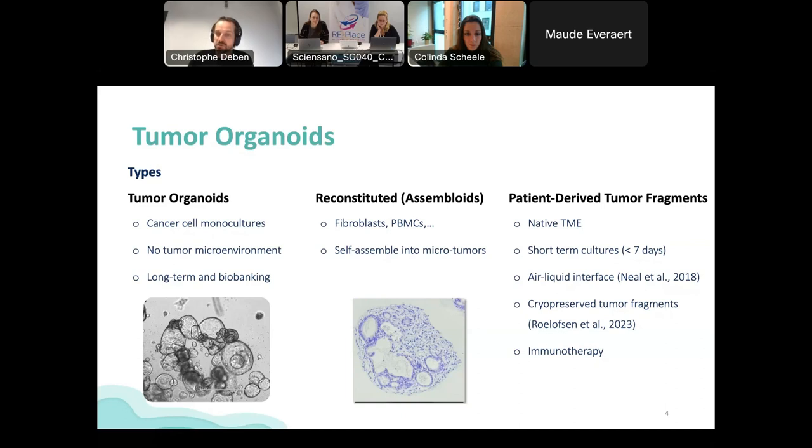It has already also been shown that they can predict the response to, for example, immune checkpoint inhibitors. So our work and also the talk of today will mainly focus on the tumor organoids themselves, and we're still developing assays for the assembloids and the tumor fragments.